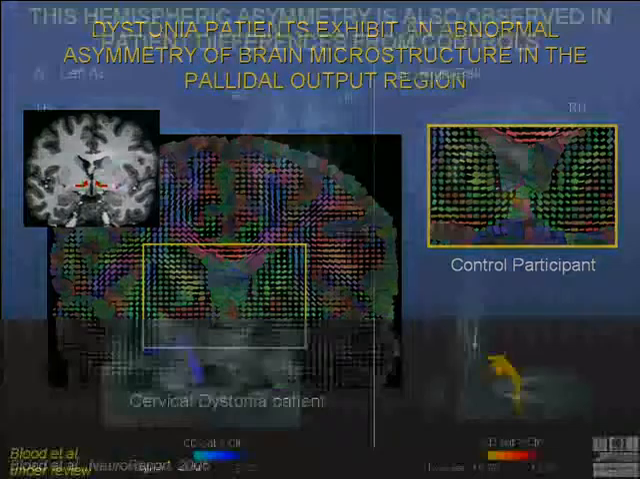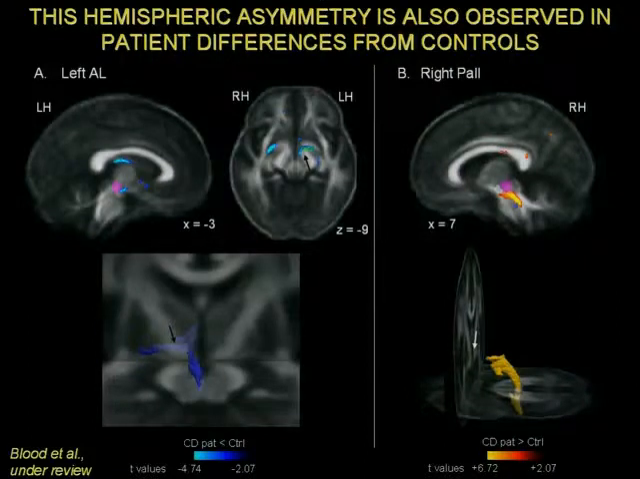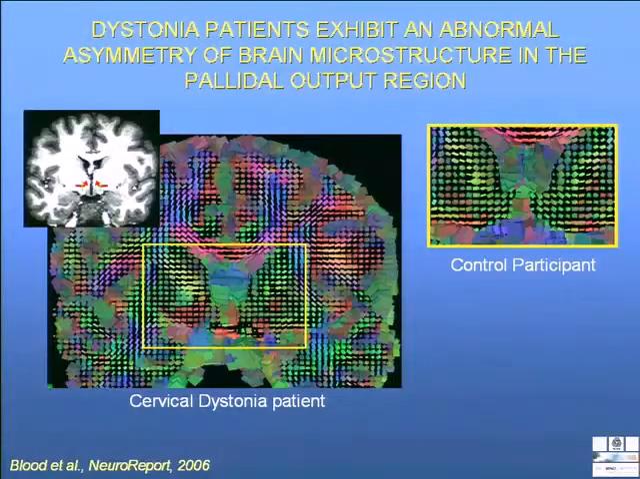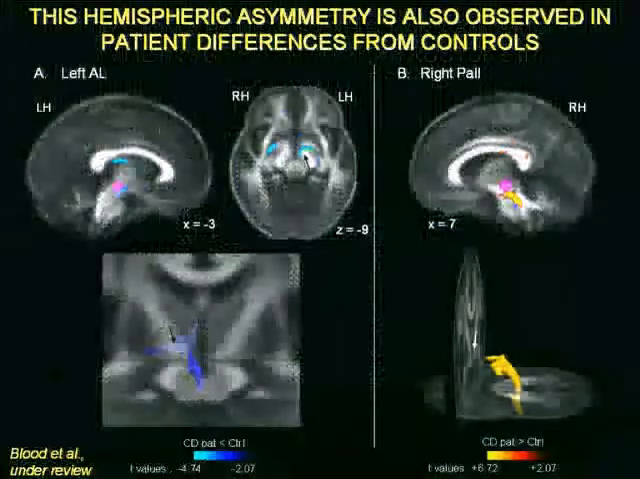So we used seed regions for probabilistic tractography using the FSL software. We segmented both the pallidum itself and the region that corresponds to one of the main output pathways, called the ansa lenticularis, that runs where we have this finding. And we looked at the tractography from them in patients versus controls.